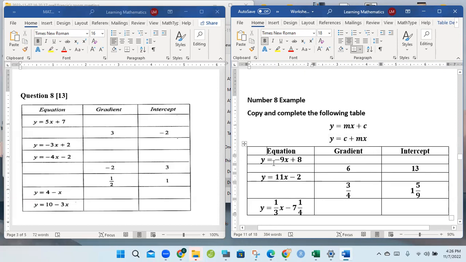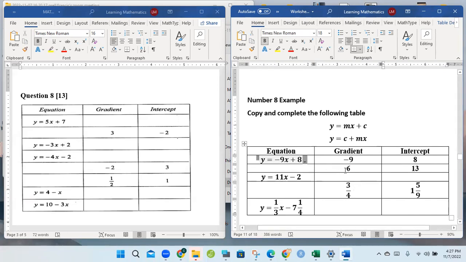Okay, so in this example, -9 would be the gradient, -9 would be m, and it will be y-intercept. So the number by itself is the y-intercept. You don't have to write down the plus, you can just write it. Once you write it, we know it's a plus.